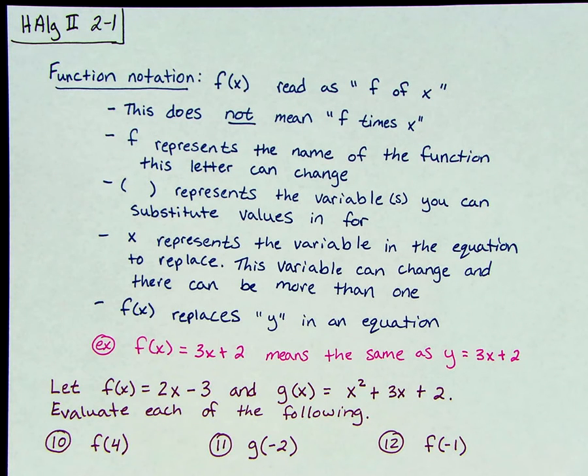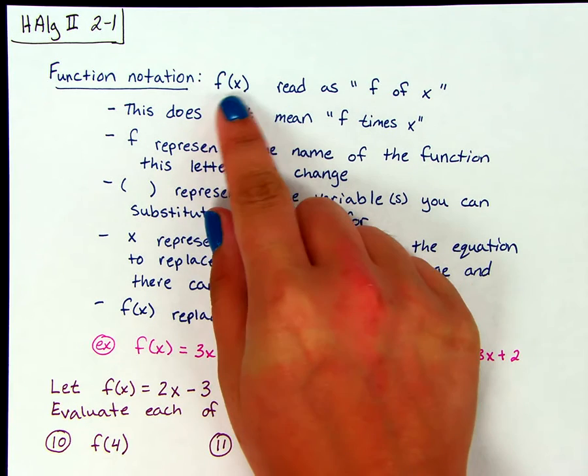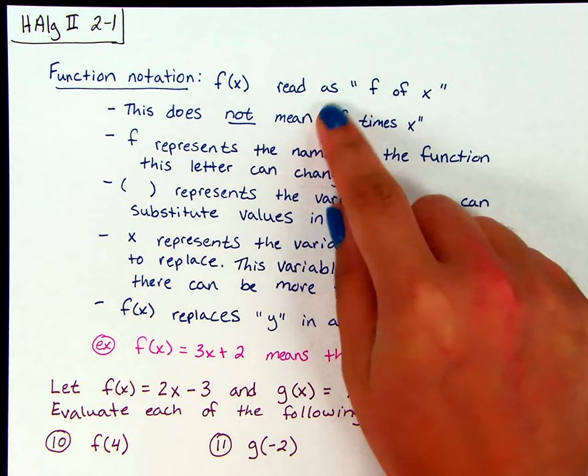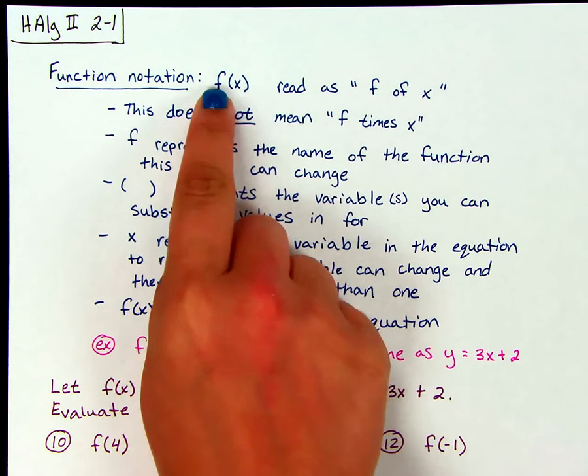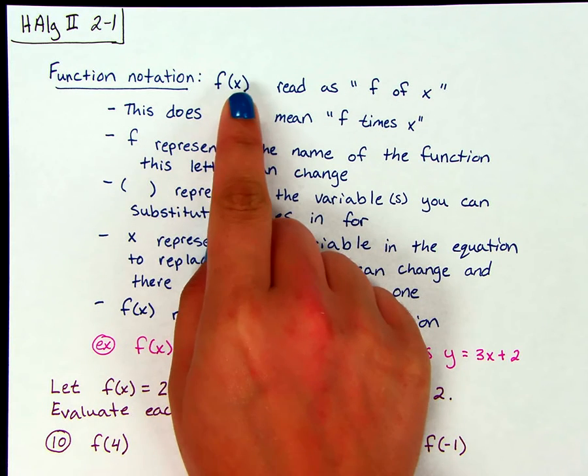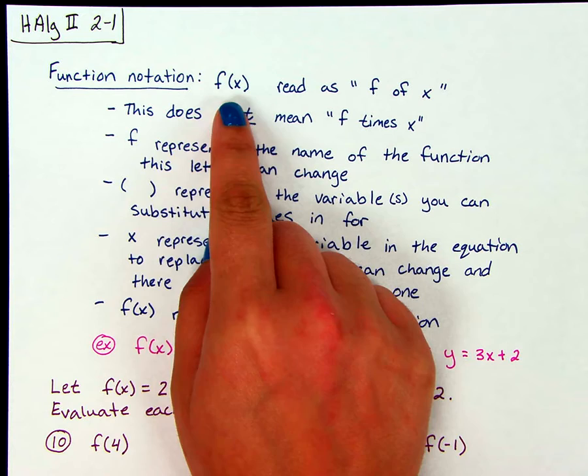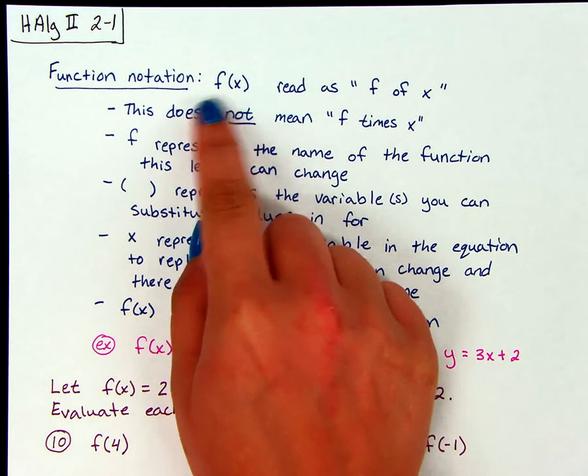The last part of section 1 is dealing with function notation. So instead of having y equals, we are now going to have this symbol. The way we read this is f of x. Okay, so f of x. This does not mean f times x. So don't confuse that.